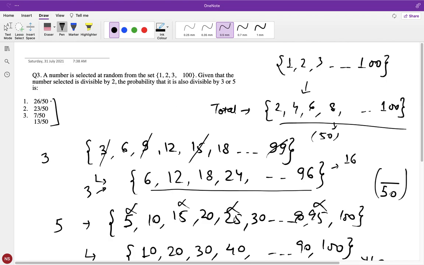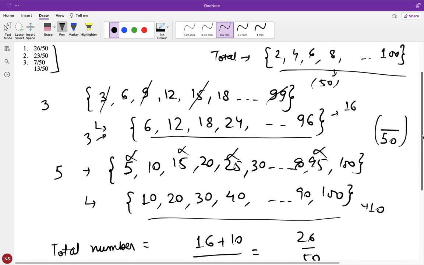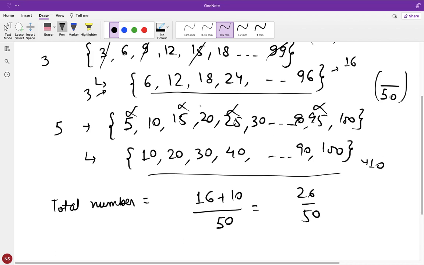It is already here, but in this problem we have made one mistake: I have just added the numbers for 3 or 5, since this is the probability or this is the probability, and hence I have added them. But when I look at 16, 6, 12, 18, 24, 30 is the next number, and 30 is here as well as here. So 30 has been counted twice. So I have to get rid of the numbers which are appearing in both the sets, right?